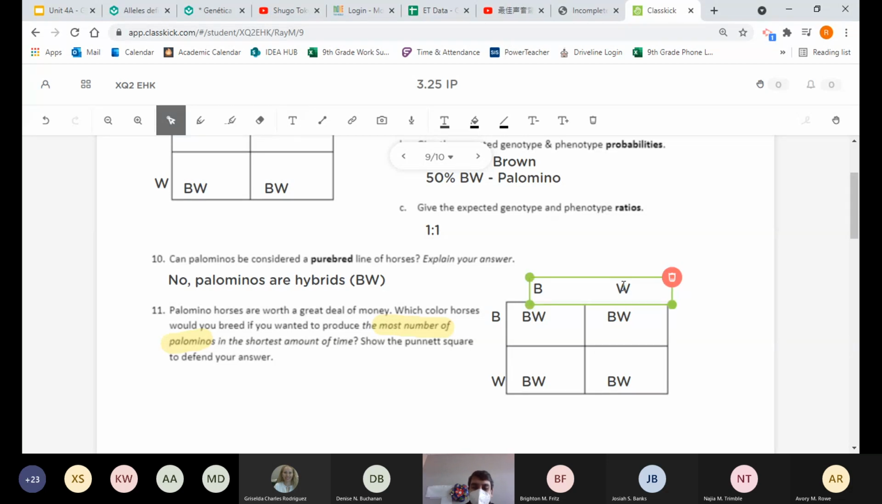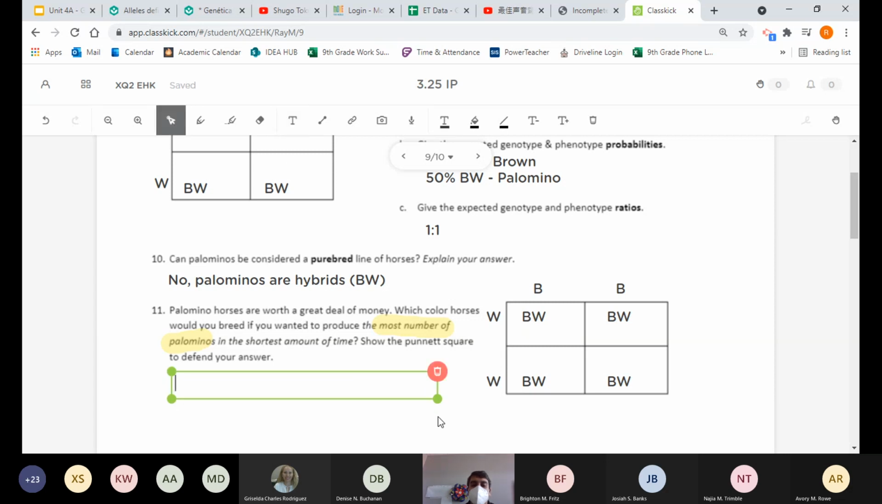Oh, yes, that's what I get for talking so much. I'm glad you understand it then, right? So go ahead and write it down just to make sure that we're doing this right. We would have a brown cross with a white, and that would give us the most Palomino horses.